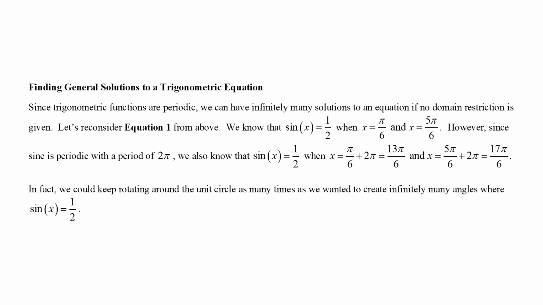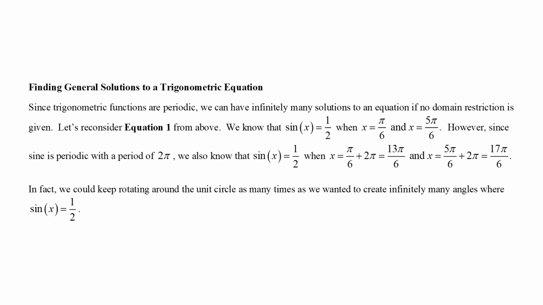So for equation 1, we were only analyzing it from 0 to 2 pi, so our only answers would be pi over 6 and 5 pi over 6. But if I didn't have that restriction of 0 to 2 pi, then my answer would be pi over 6 plus 2 pi, because I can keep going around the circle multiple times until I get back to pi over 6. Does that make sense? So there are infinite solutions.